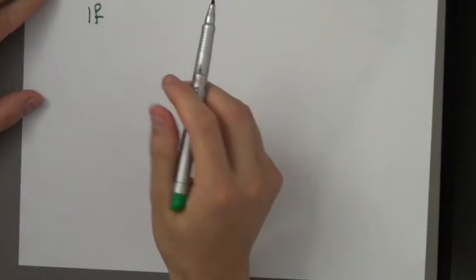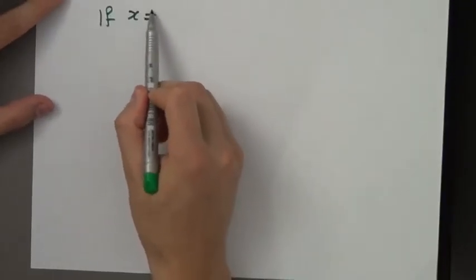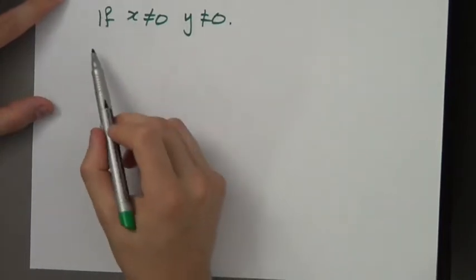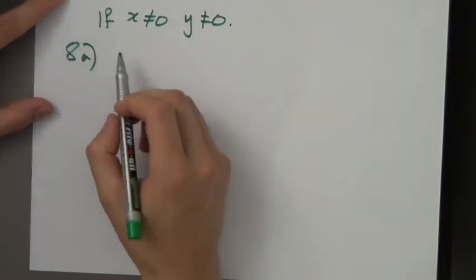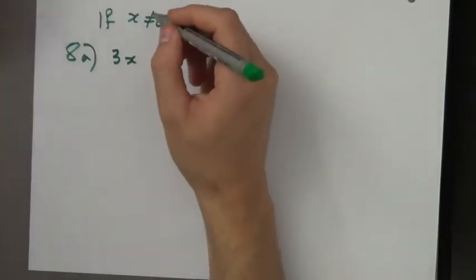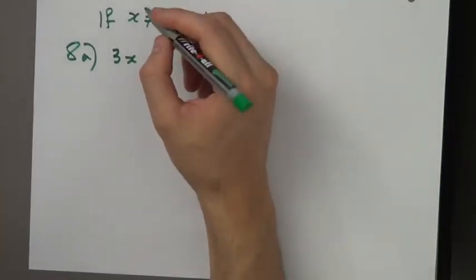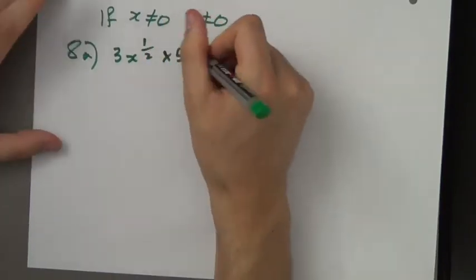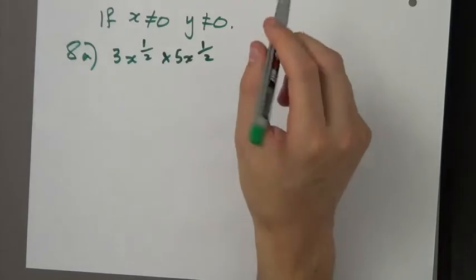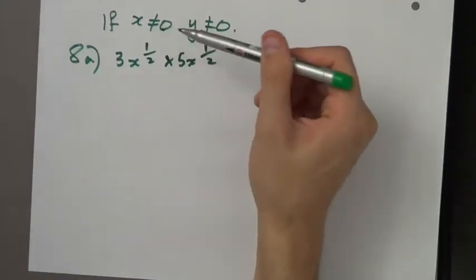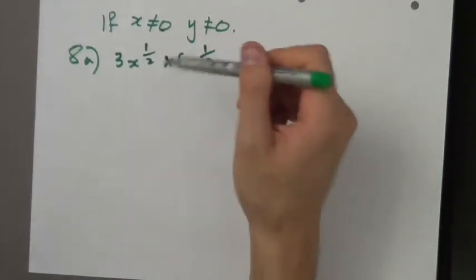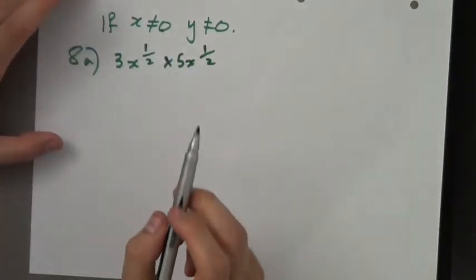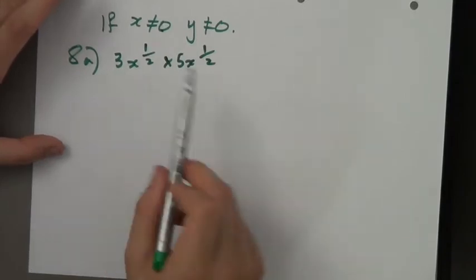It gives us conditions. If x is not equal to 0 and y is not equal to 0, simplify 3x to the half times 5x to the half. Okay? And the reason why I give these conditions is basically because if it was 0, the problem would be very simple. The answer would be 0, okay? But it's not. So we need to simplify this.